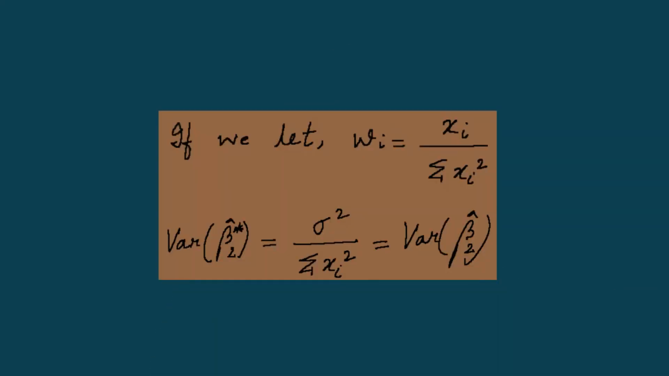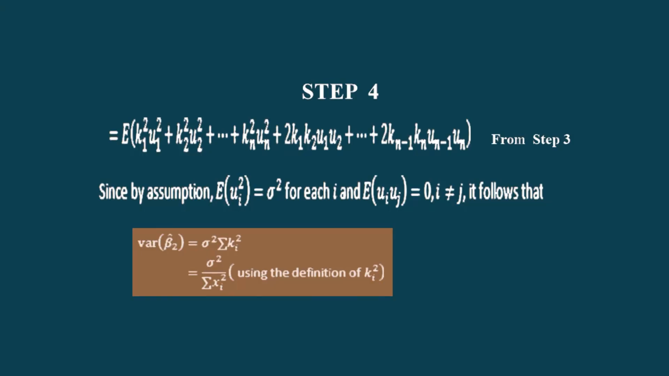So if we can write this as wi is xi by summation xi square, then variance of beta 2 hat comes up as sigma square by summation xi square. That is the variance of beta 2 hat, which is basically the expression of variance of the estimated slope coefficient. In this derivation, in the very beginning we started with variance of beta 2 hat, which is sigma square by summation xi square, and that is what we are required to prove.